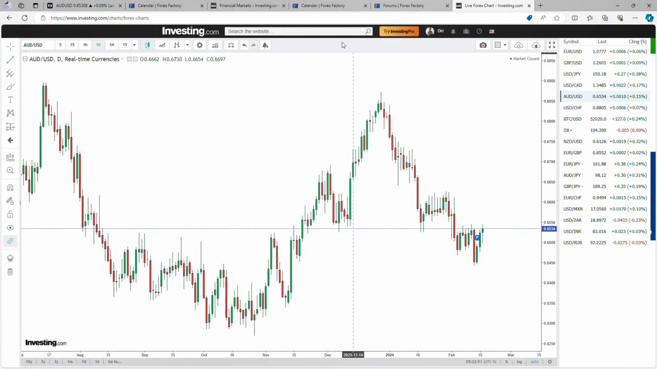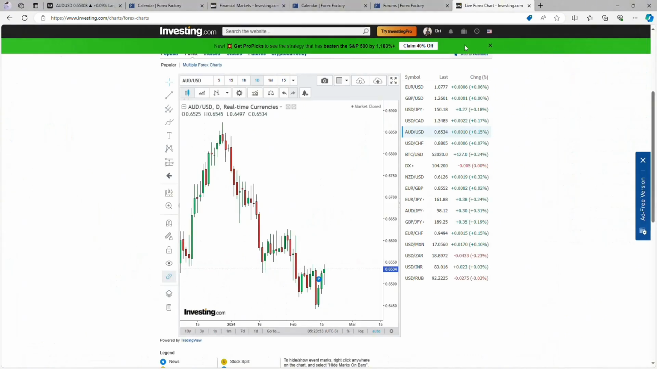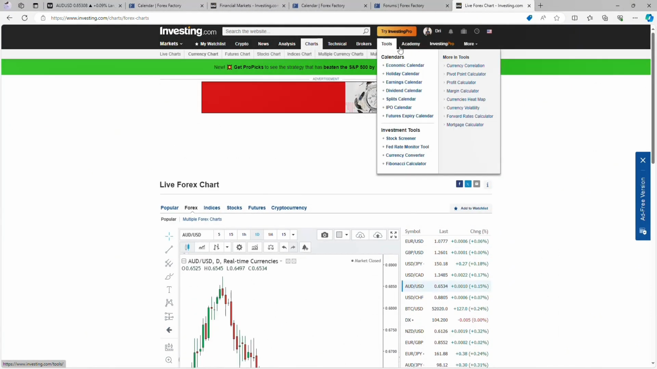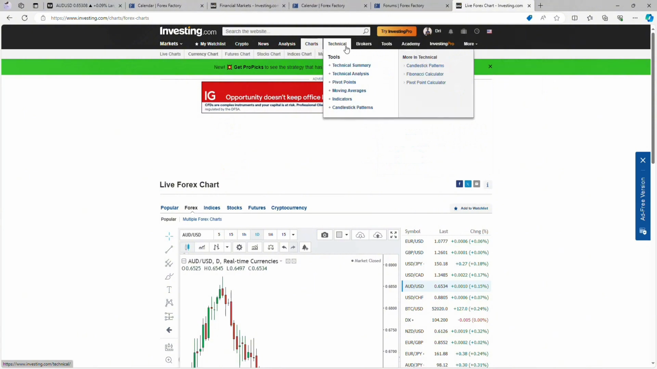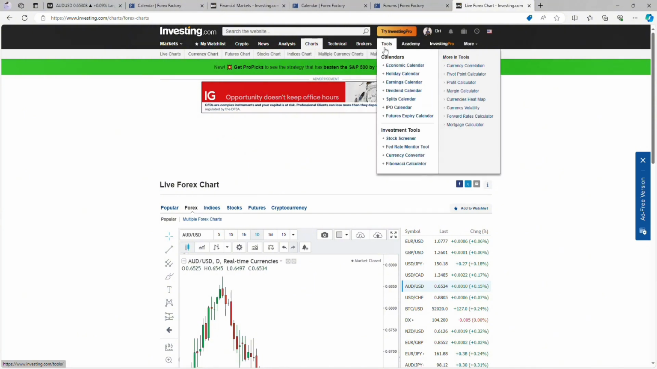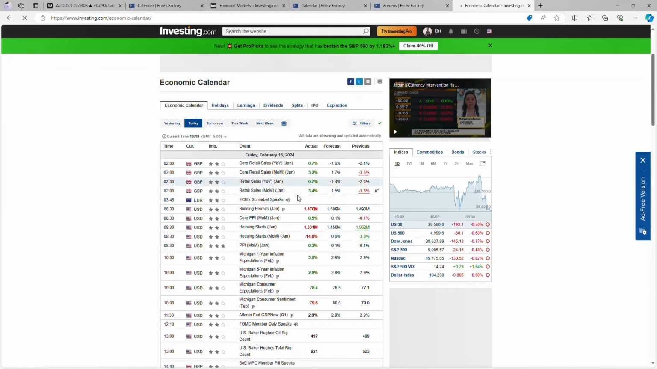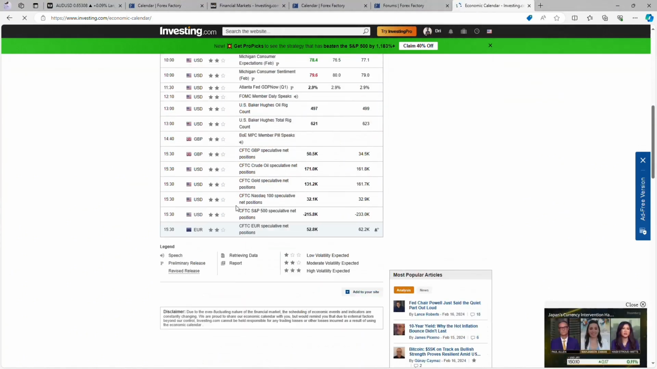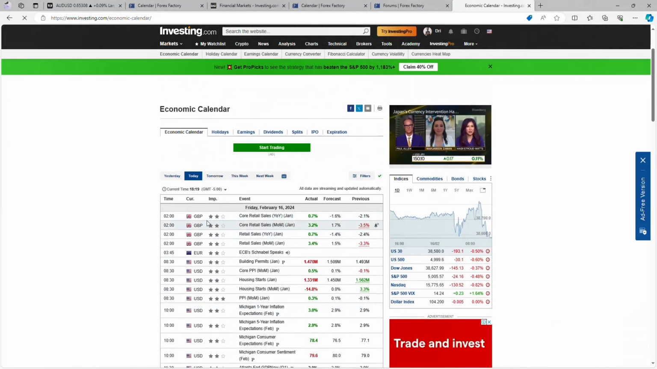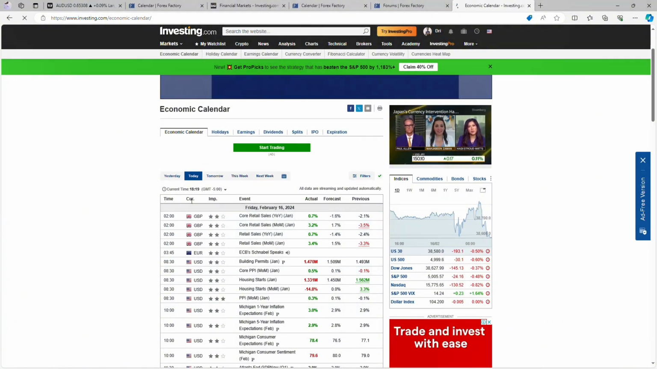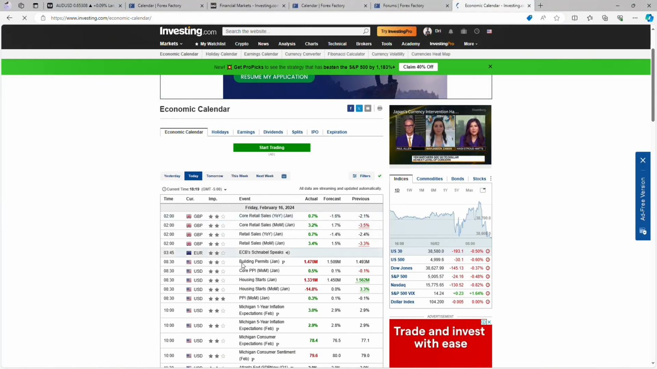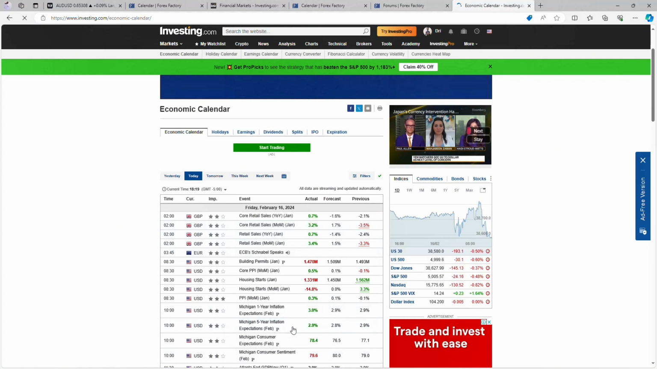But this is not even what I want to show you. What I want to show you is you come over here, you see tools, you come to tools, you come to economic calendars. You click on economic calendars and you come right down here. You are going to see all the news events also that will be released. This is pound news, this is dollar news. You look at the time here also. You see time, you see currency, you see impact, and you see events. You see actual, forecast, and previous. All of these things are very important as you develop as a trader.